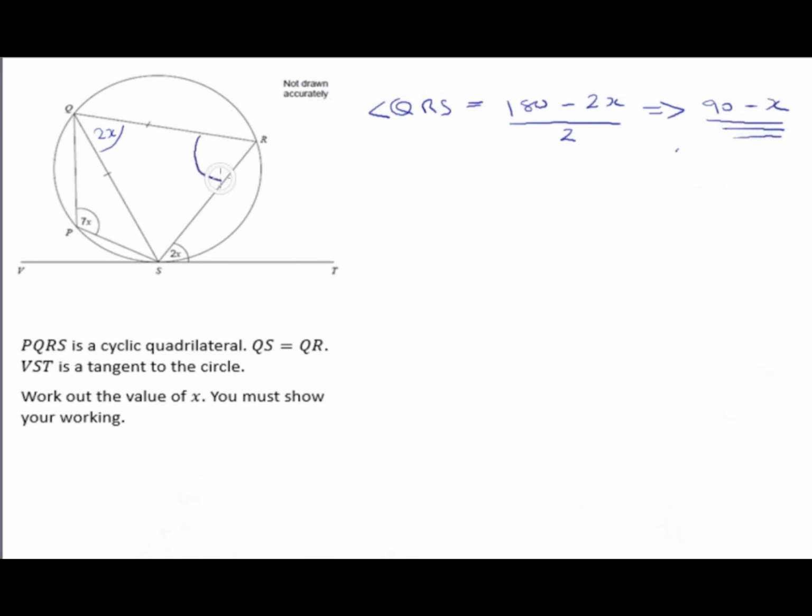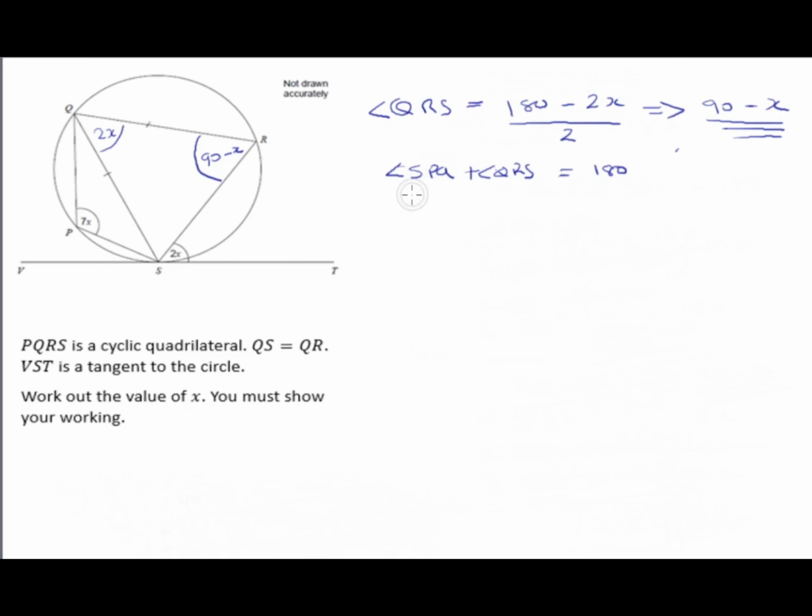So let's go ahead and put this in the diagram. So that's 90 minus x. So that is angle QRS. Now, this is a cyclic quadrilateral, and we know that for a cyclic quadrilateral, opposite angles add up to give you 180 degrees. All right, which means that angle SPQ plus angle QRS must be equal to, well, it's going to add up to give you 180 degrees.